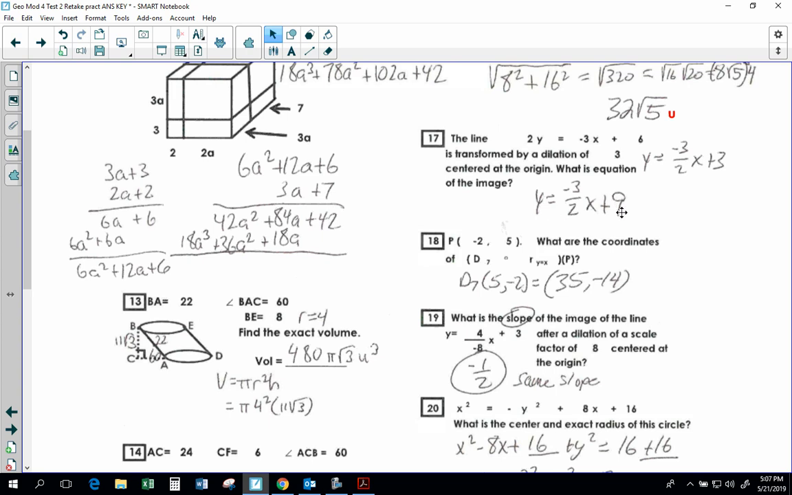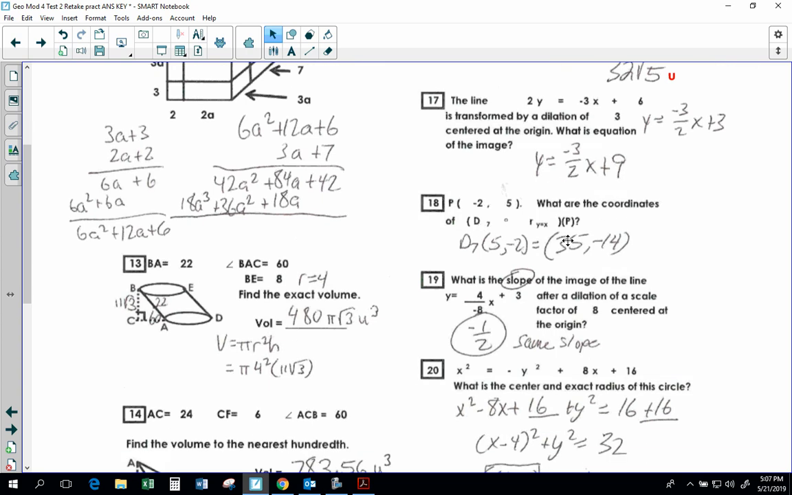Okay. Number 18. What are the coordinates of P prime when I first reflect it over the line y equals x and then dilate it by 7, centered at the origin? Remember, this little circle here means following. So do the dilation following the reflection. I'm going to do the reflection first. You remember this from when you were doing transformations, all those transformation pages.